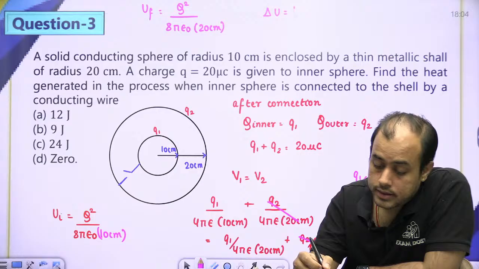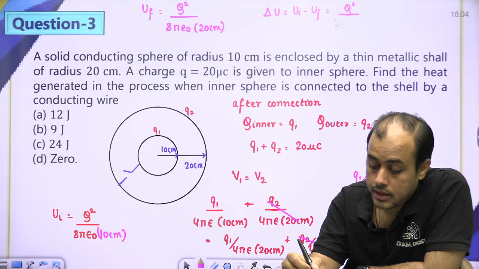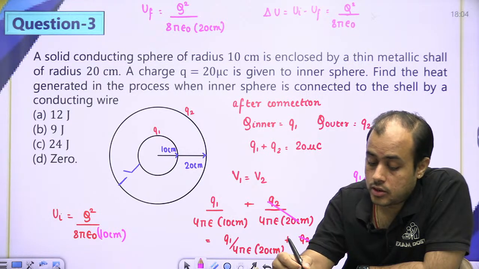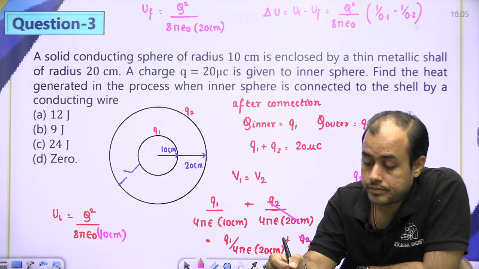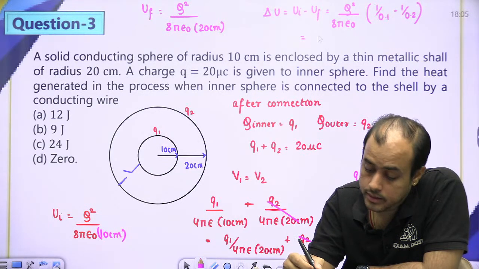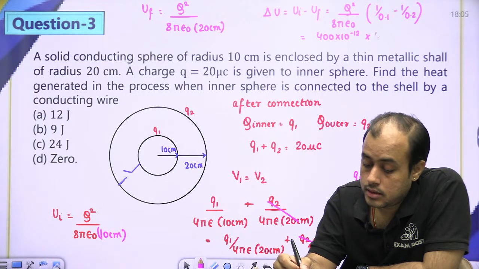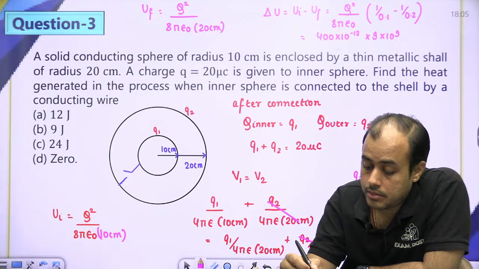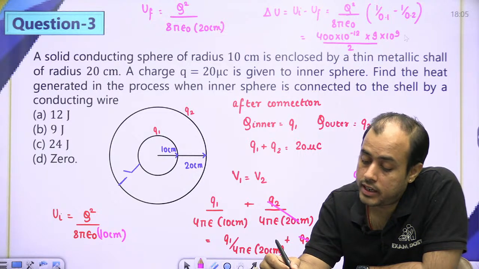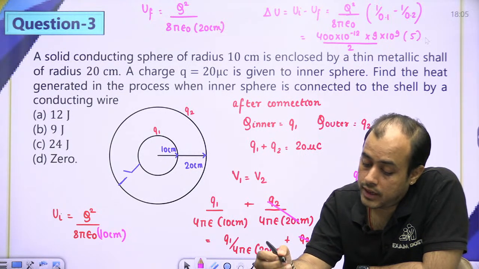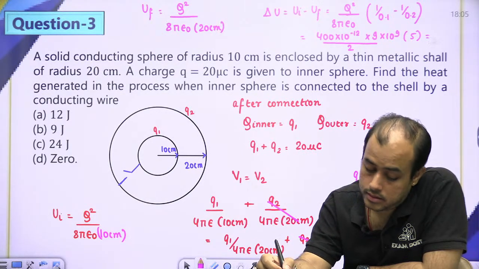So energy lost is initial minus final, q square by 8 pi epsilon naught, 1 by 0.1 minus 1 by 0.2. Q square will be 400 into 10 to the power minus 12, 9 into 10 to the power 9 by 2. 8 pi epsilon नॉट है ना, इसीलिए नीचे 2 रह गया. 1 by 0.1 minus 5, 5. तो 1800 ... 9 जूल.